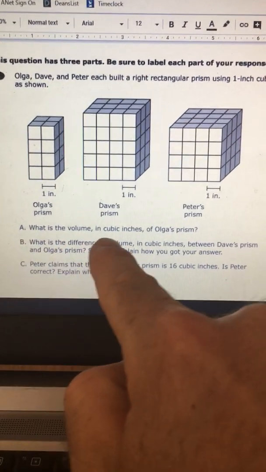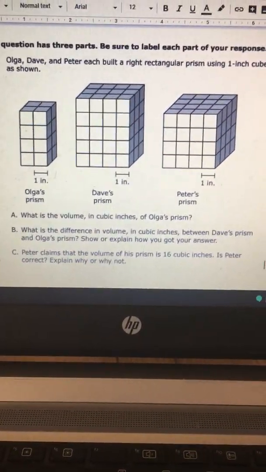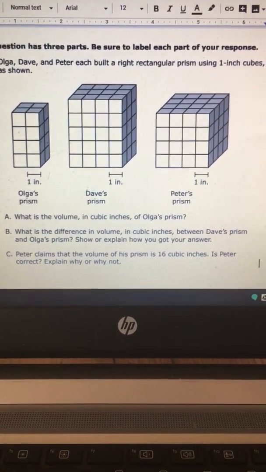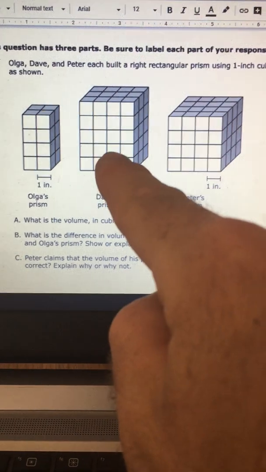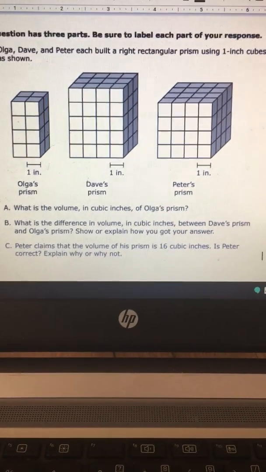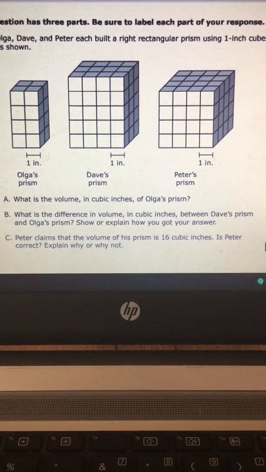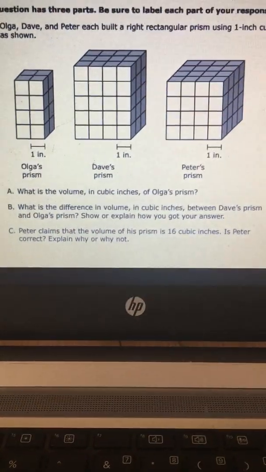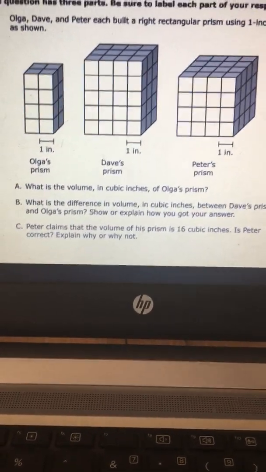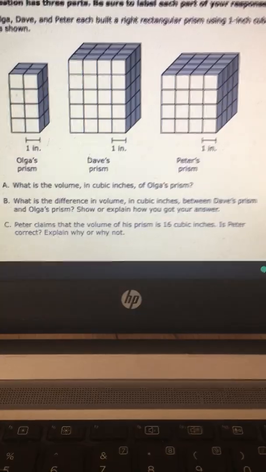So part A says, what's the volume in cubic inches of Olga's prism? This one here, Olga's prism. Part B says, what is the difference in volume in cubic inches between Dave's prism and Olga's prism? Show or explain how you got your answer. So we have to find Dave's and find the difference in volume between Dave's and Olga's prisms for part B. And C says, Peter claims that the volume of his prism is 16 cubic inches. Is Peter correct? Explain why or why not. So notice that B says show or explain how you got your answer, and C says explain why or why not. So we have to be careful to make sure that we clearly say or show how we got our answer for both of those.